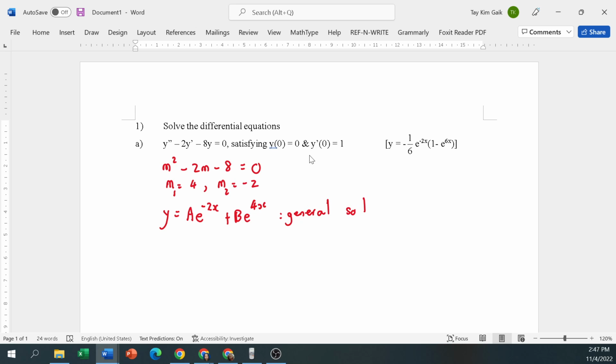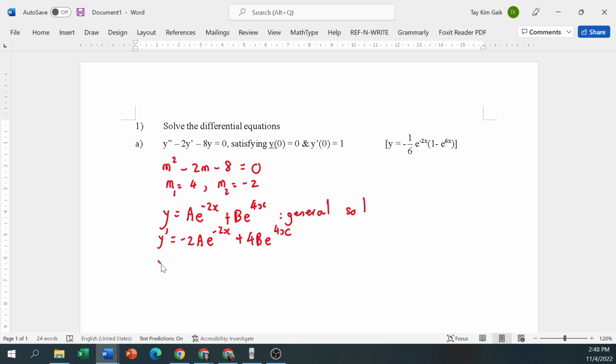And then you have to find the first derivative so that you can substitute the second initial condition. So you find y prime, which is dy dx. So you differentiate each term: you have negative 2a e to the negative 2x plus 4b e to the 4x.